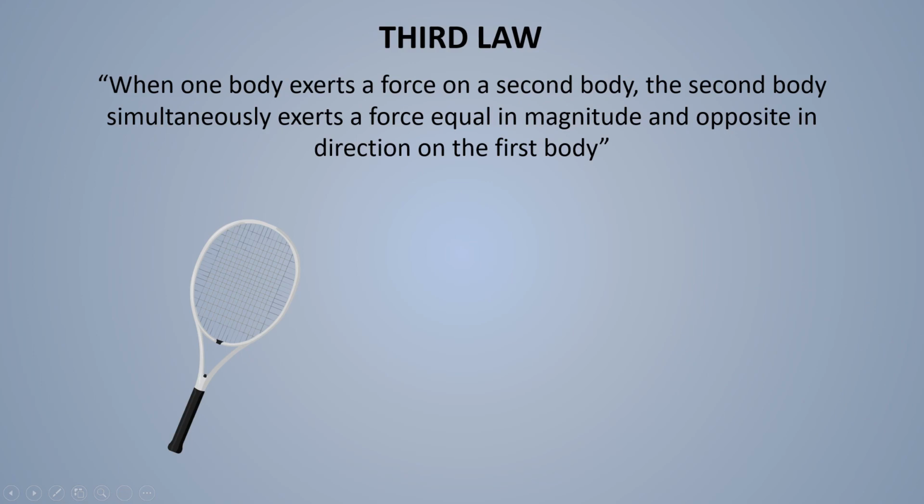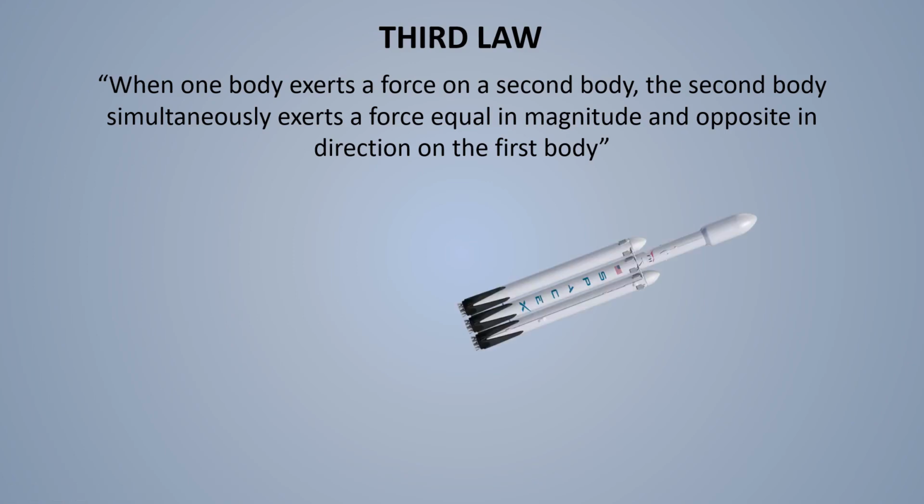The third law states that when one body exerts a force on a second body, the second body simultaneously exerts a force equal in magnitude and opposite in direction on the first body. One of the coolest applications of this law is the rocket engine. The two objects are the engine itself and the gases created by the combustion. Not the air as many people think.